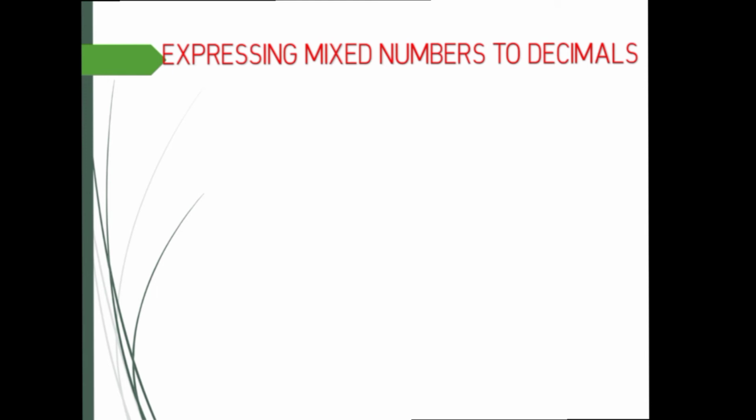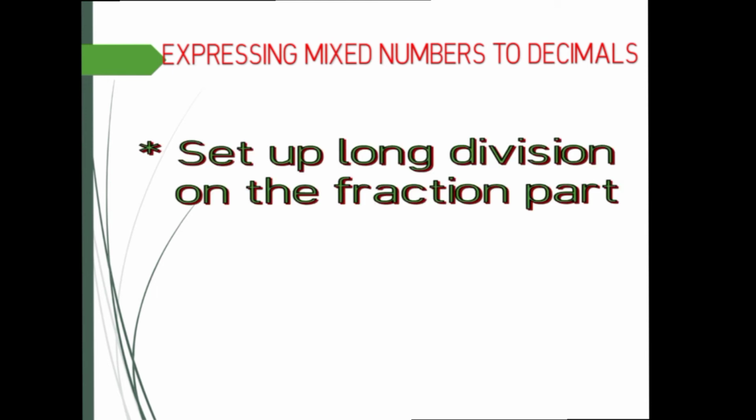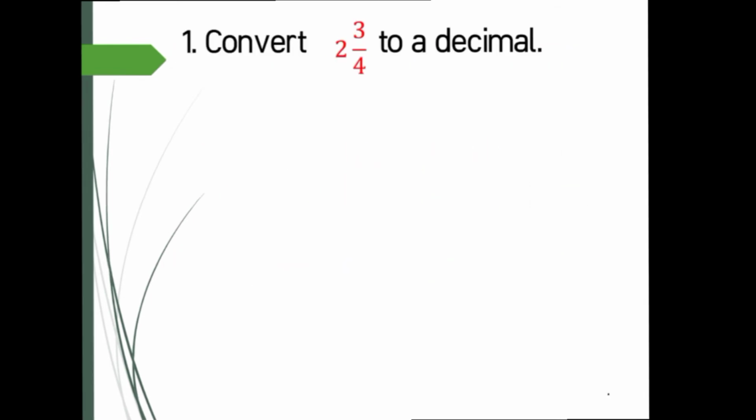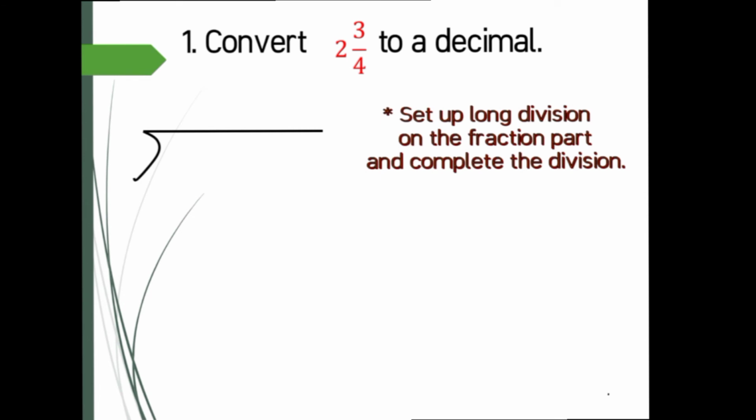So, next naman, paano pag mixed numbers to decimals? So, ganun pa rin, mag-division, and then, yung whole number is ilalagay na natin sa harap or dun sa left side ng decimal point. Example, convert 2 and 3 over 4 to a decimal. So, ganun ulit. Si 2, huwag natin pakialaman. Si 3 over 4 ang gagamitin natin sa pagdi-divide. So, set up long division on the fraction part and then complete the division.